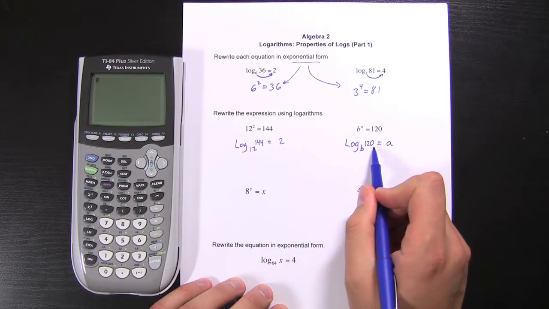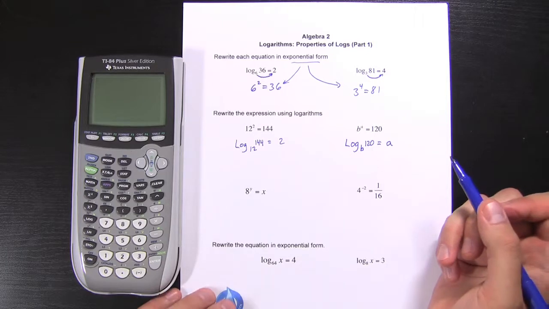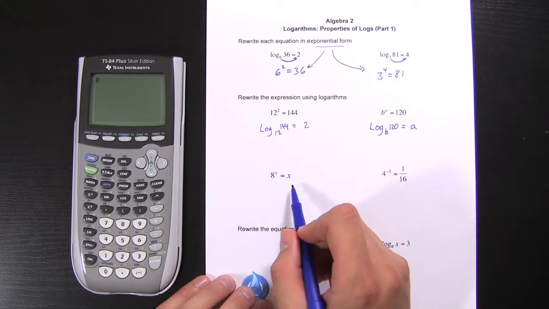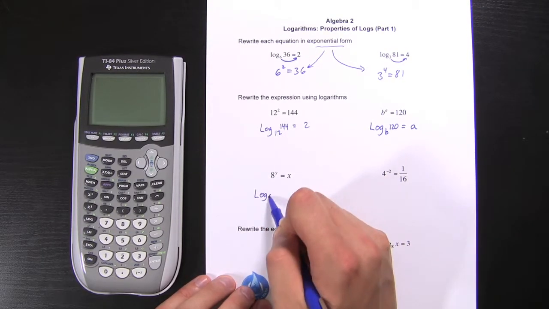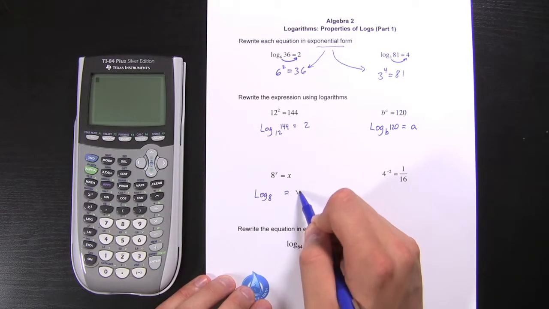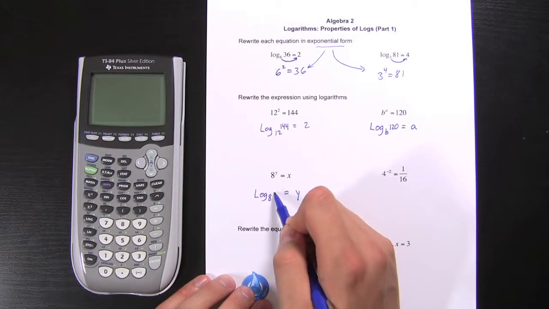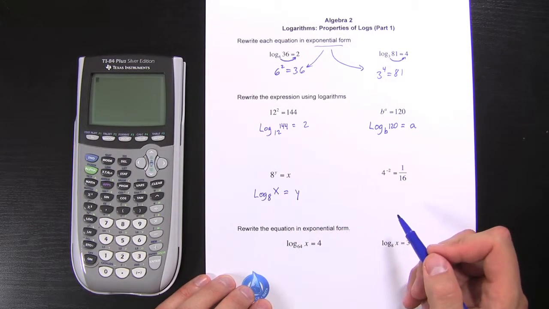Log to the base B of 120 is equal to A, and you're done. All right, that's pretty cool. Let's try one more abstract problem here with letters. We're going to separate these guys. So we're going to write log 8, and then we're going to put the Y over here. And now that we've separated these guys, we'll put our X in the middle, and we're done with that part.